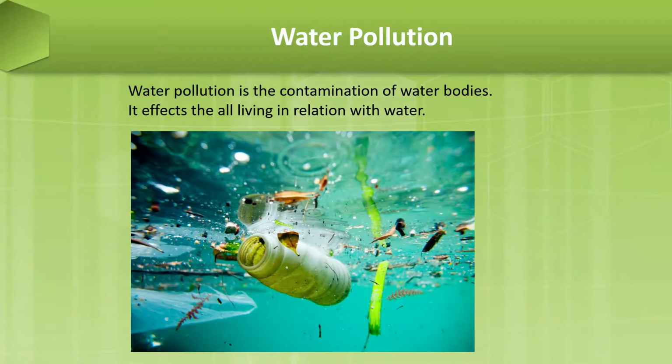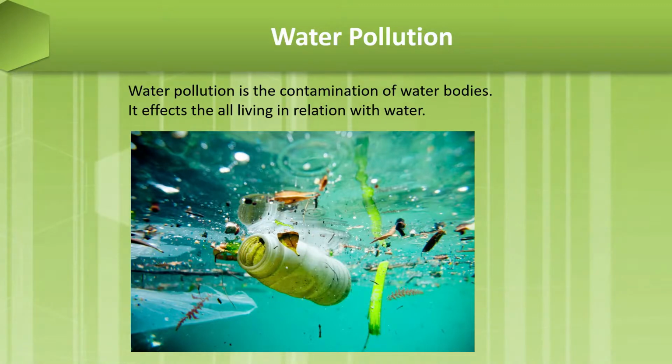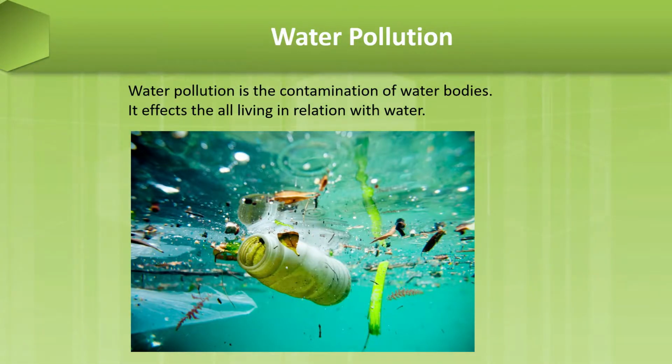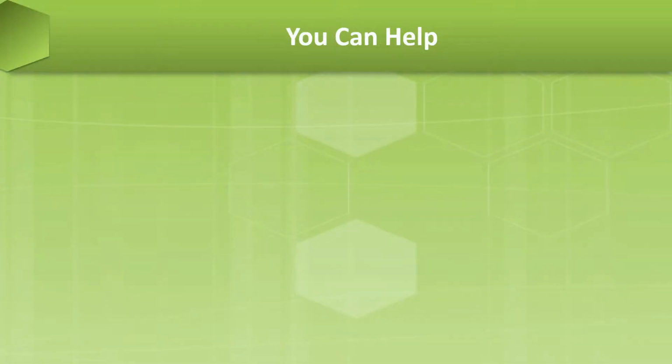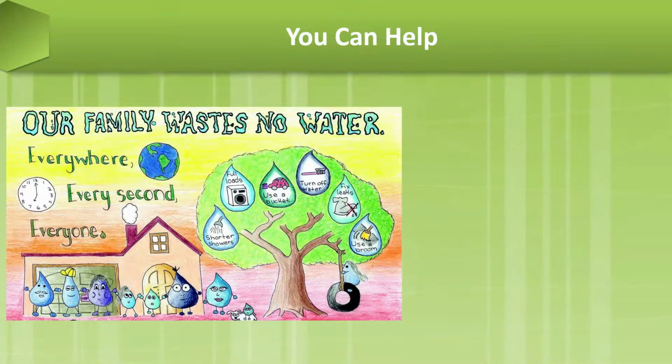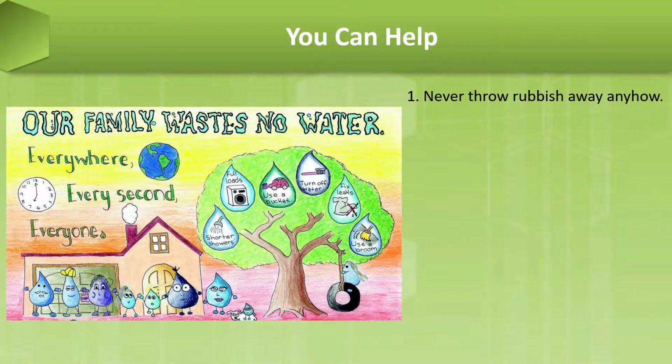So in this picture we can see most of the products produced by humans contaminate water and cause water pollution. But how can we help our environment to save the water? In our family, there are many things we can do to reduce using water and prevent contamination, meaning pollution, of water. Never throw rubbish away in any way that pollutes the environment.